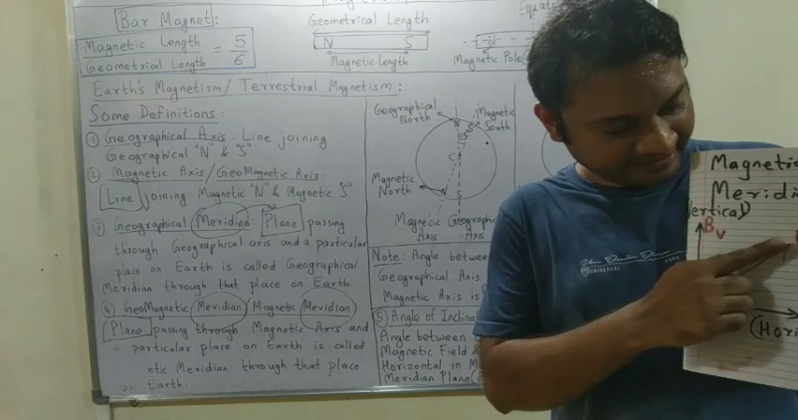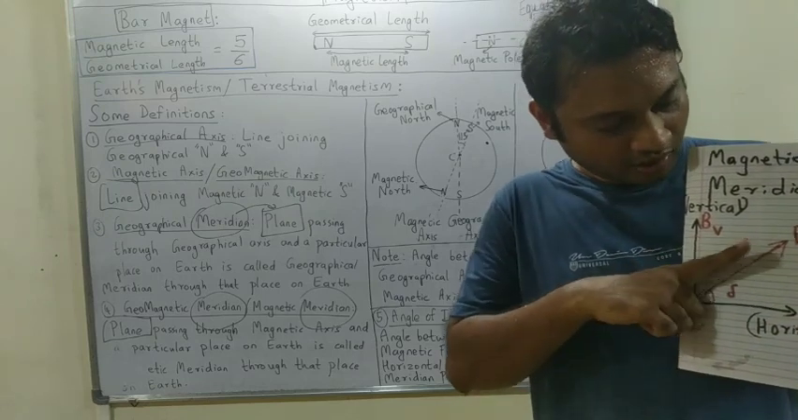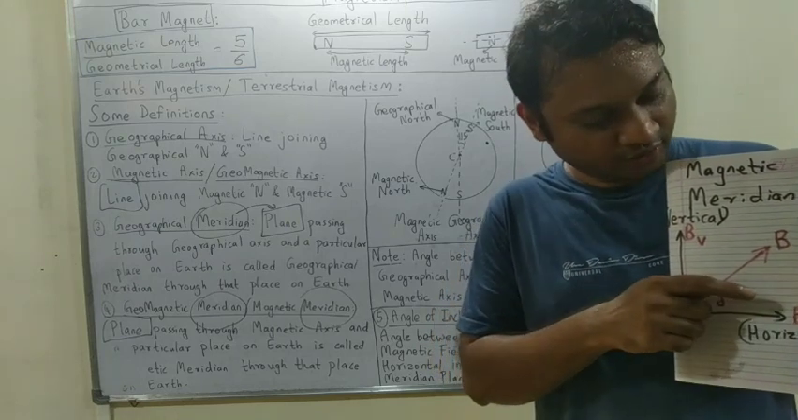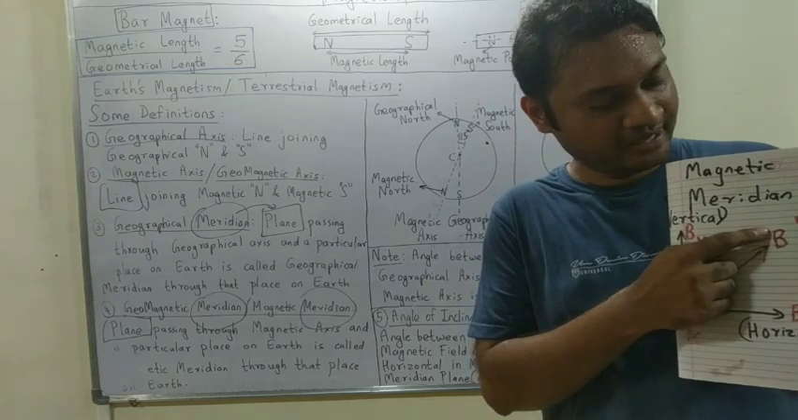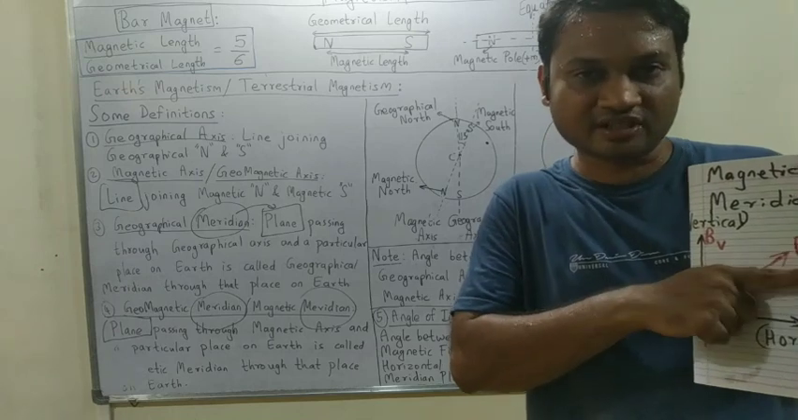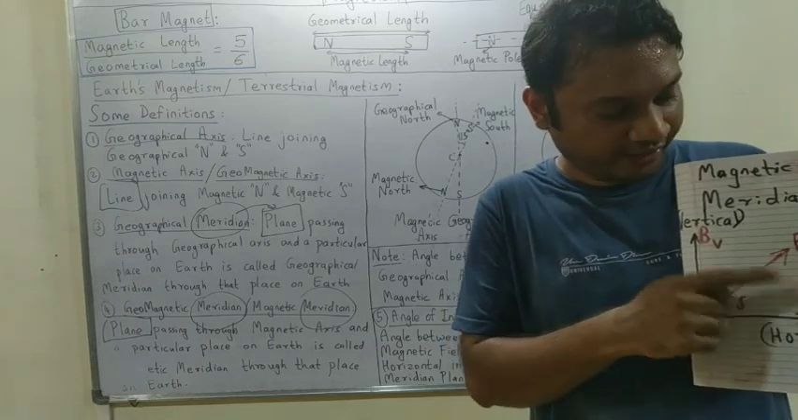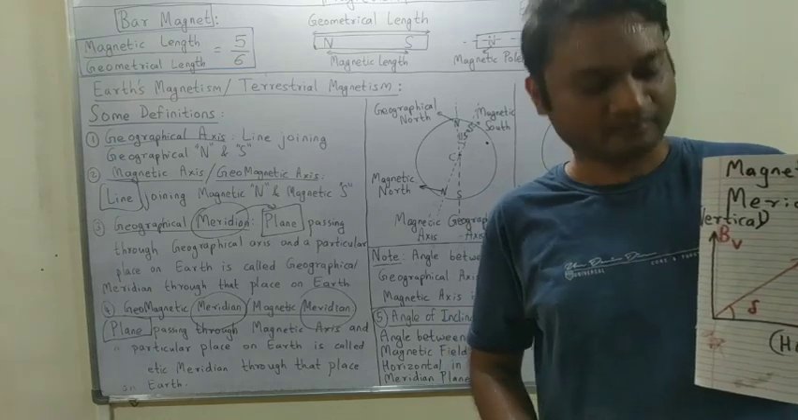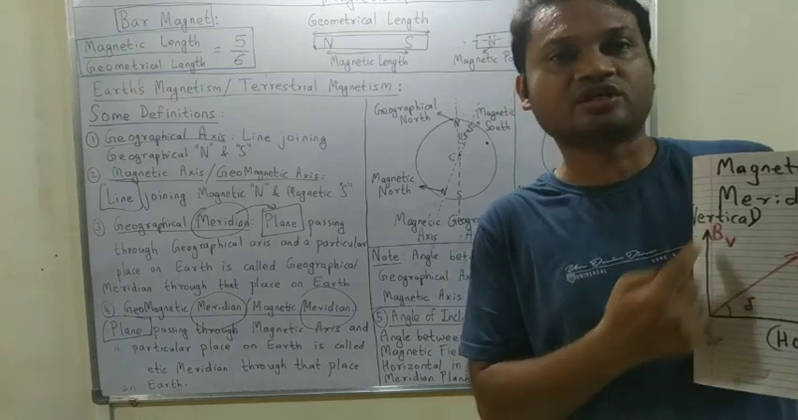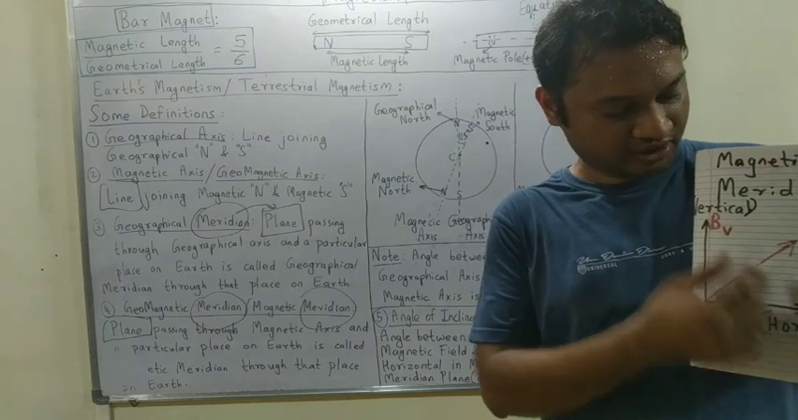If we consider the magnetic field B and the angle of dip delta, then the component of magnetic field along horizontal direction is denoted by BH. B is the magnetic field, BH is the horizontal component of Earth's magnetic field. BV is the vertical component of Earth's magnetic field. We will come to the equation for BH and BV.